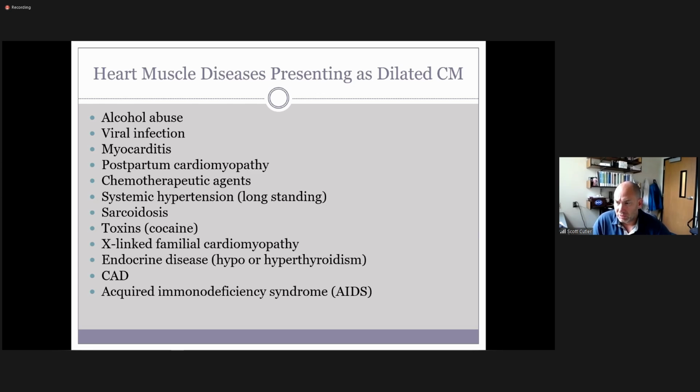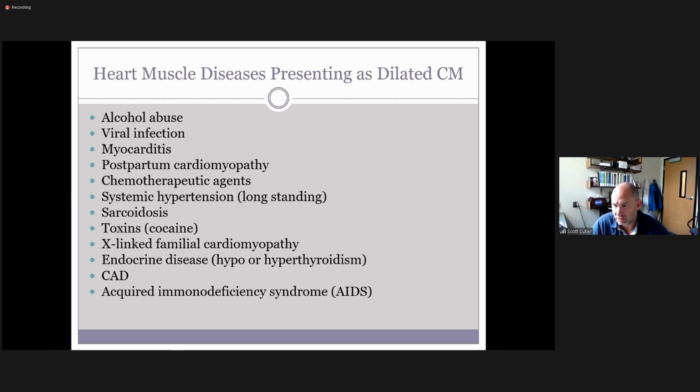They could have systemic hypertension, long standing, so many years of high blood pressure, so we've got the afterload that it's pushing against, and the heart eventually just kind of stretches out, and at some degree will actually start to give up in essence, and you might have a lower ejection fraction. Sarcoidosis is an infiltrative type of disease process that can cause it. Toxins like medications or illicit drugs like cocaine. X-linked familial cardiomyopathy. So again, it could be a genetic cause.